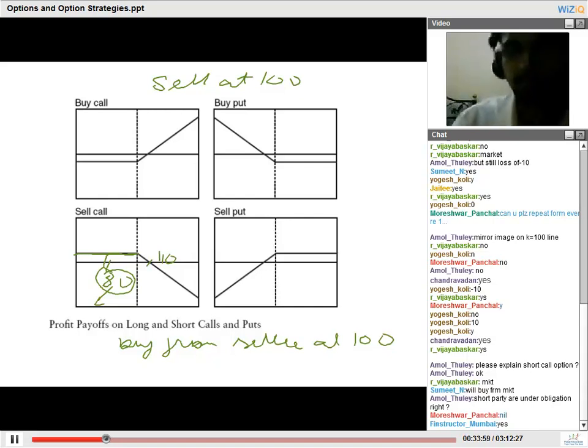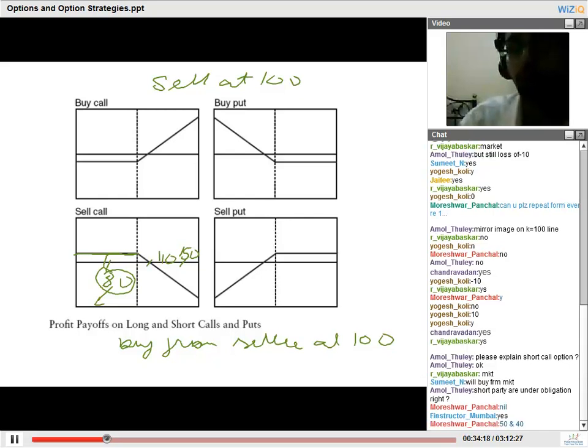Guys, tell me the incremental payoff and the total payoff for the seller if the stock price moves up to 150 rupees. So I have given someone the option to buy from me at a price of 100, or I will have to sell at a price of 100. If the stock price moves up to 150, what will be my incremental profit or loss, and what will be my total profit or loss?